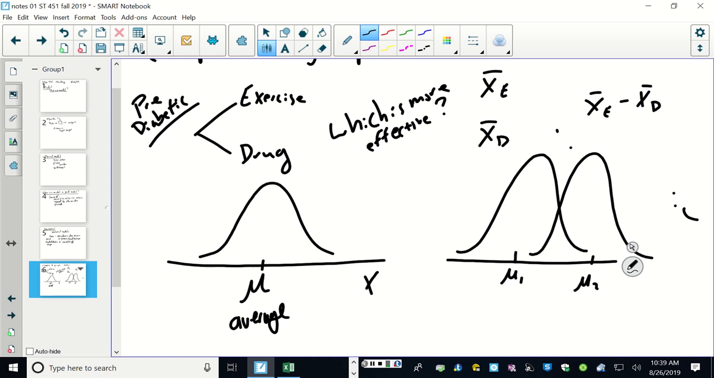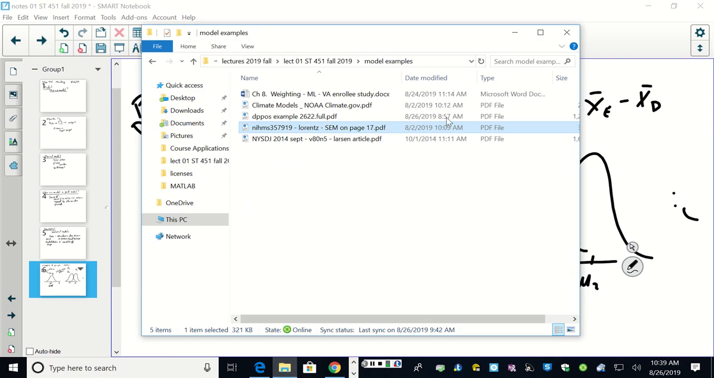Right? And so the request for Wednesday would be to look through chapter 1. We'll start out looking at some of the inference for just one mean and what a standard error is and some of those things. I put a couple other model examples in here. One I'll show. Models get used in a number of things.